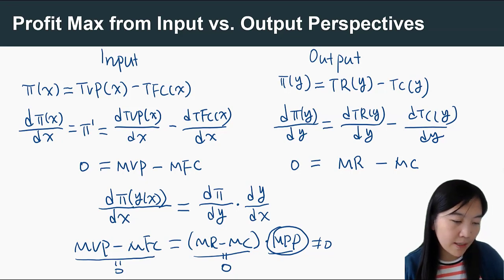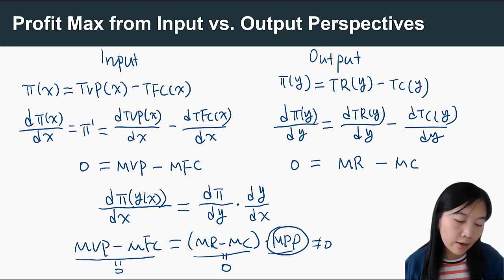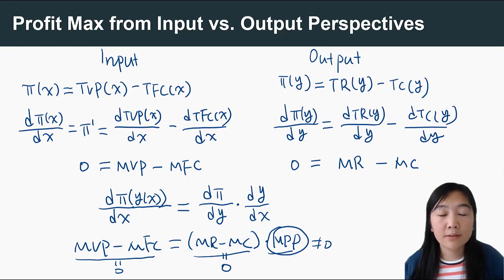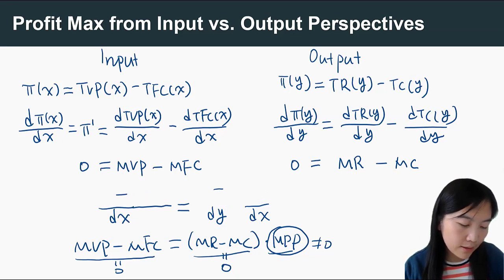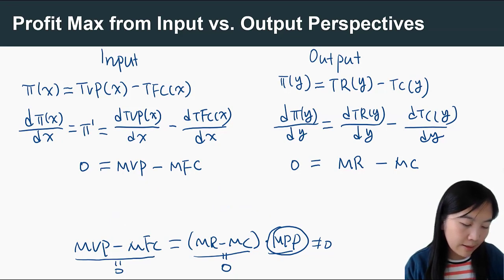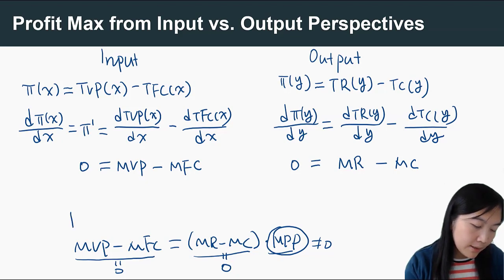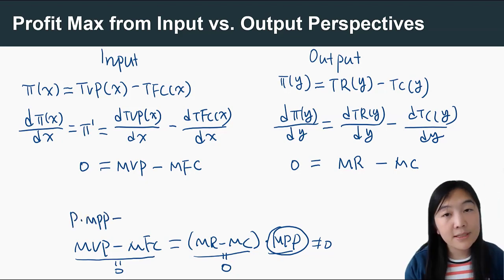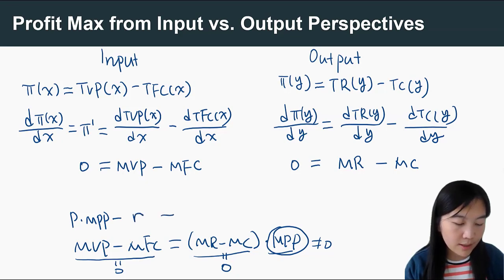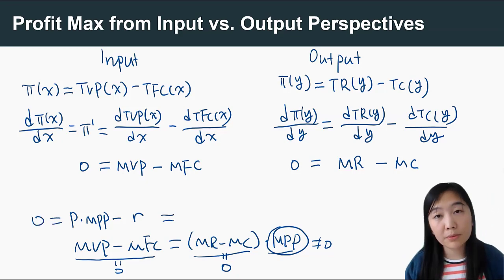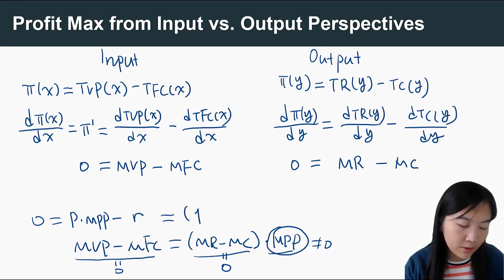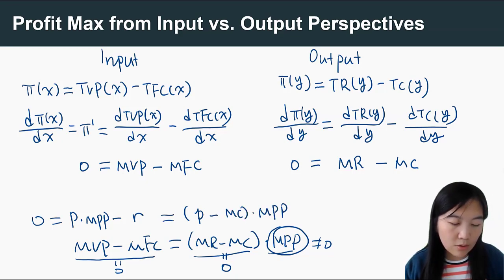And we also covered the case of the perfect competition assumption in both factor and output markets. If that's the case, then what we have here is that MVP is your P times your MPP, and MFC is your R. So those are the first order conditions from the input perspective. From the output perspective, MR will equal P, which is the output price, minus MC times MPP. So the condition can be simplified.